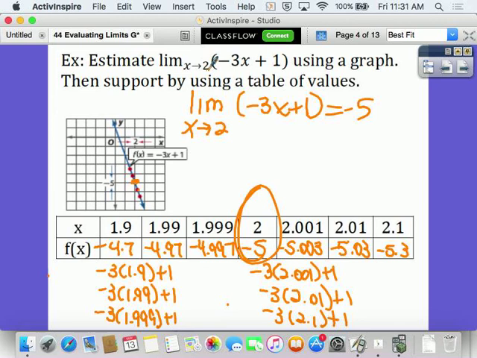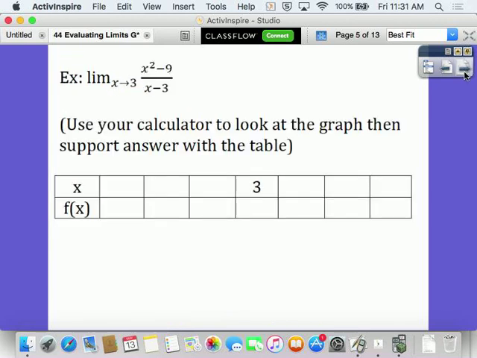You're looking at to the left and to the right of that particular x value. So I want you to do this one. You can either look at the graph on your calculator or you can complete the table, but I want you to tell me the limit as x approaches 3.